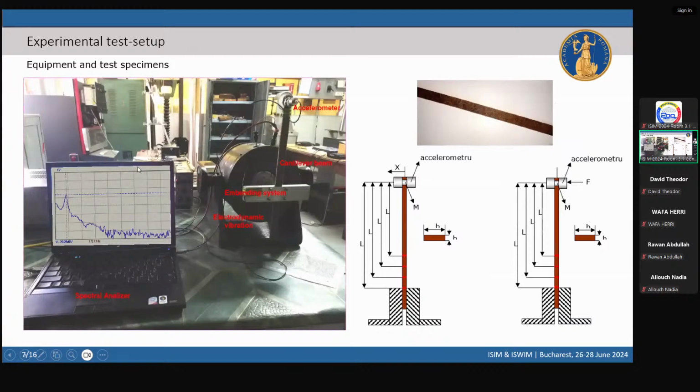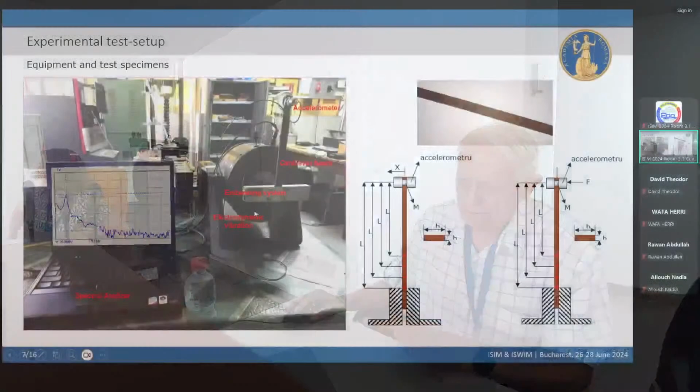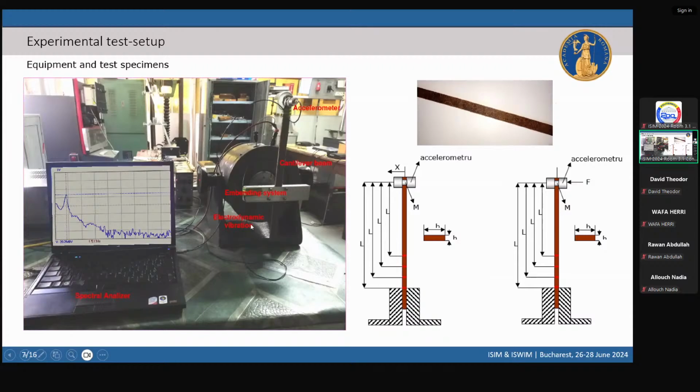This is the experimental setup, a sample, accelerometer, embedded system, electrodynamic vibration. If we use the sweeping frequency, but now at this stage, in this presentation, they are the initial conditions which are measured. This is a displacement imposed, and this is the force imposed.